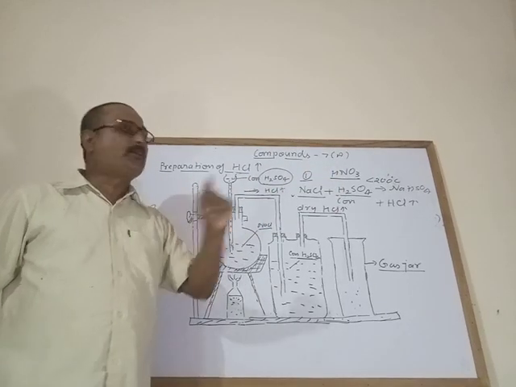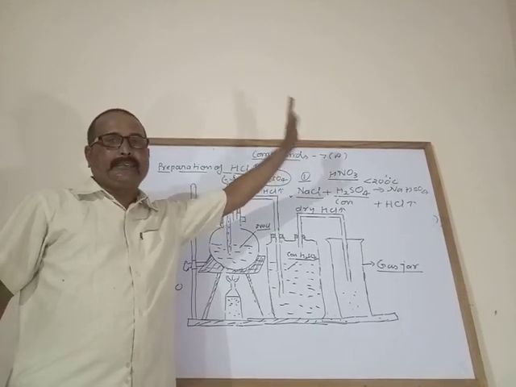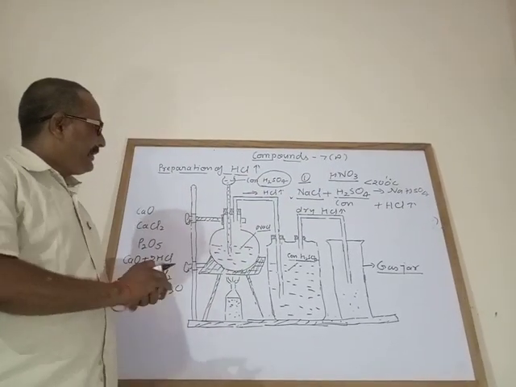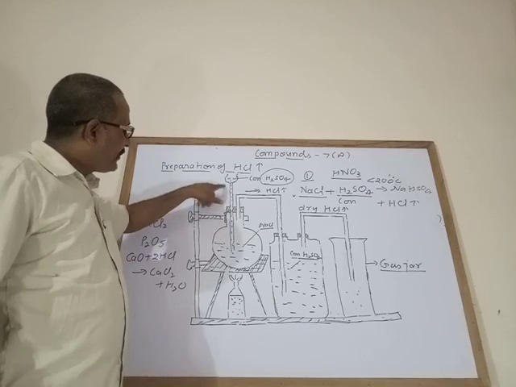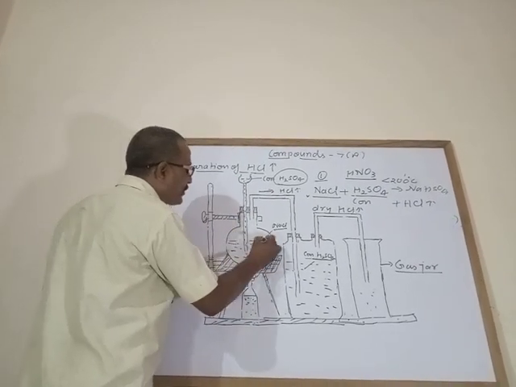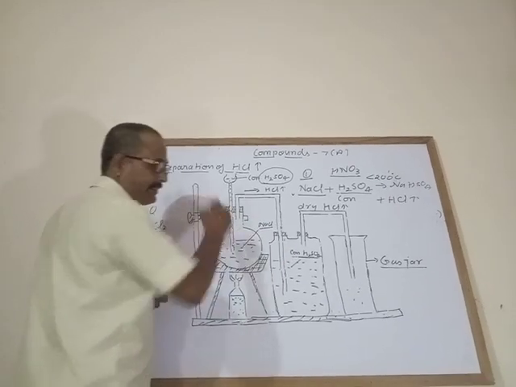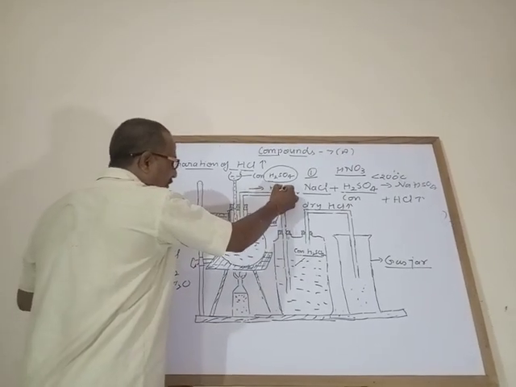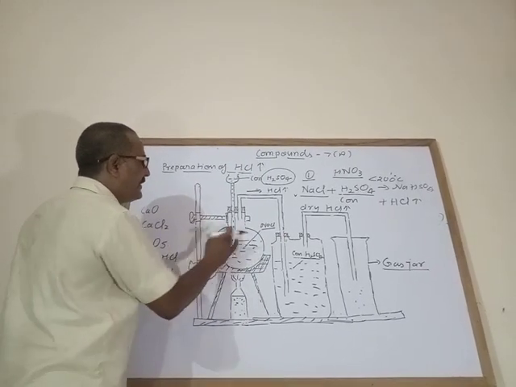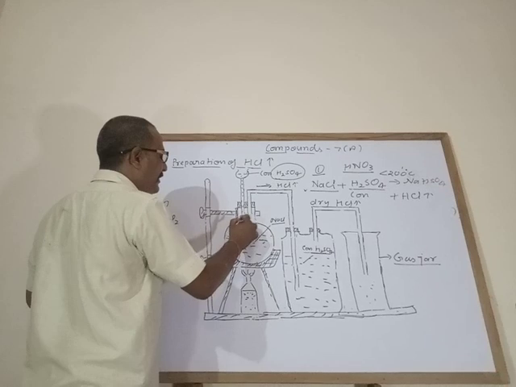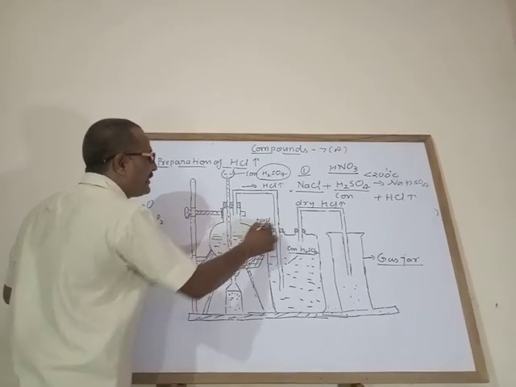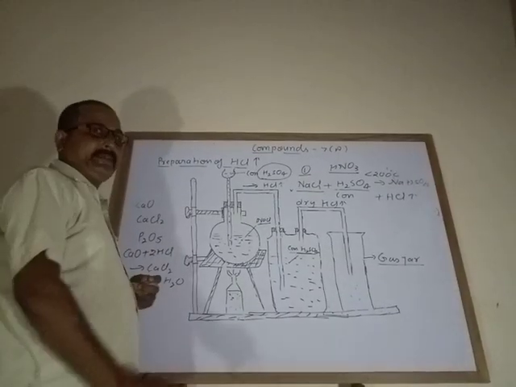You only write it because it is a volatile acid. Now next one, remember that the mouth of the thistle funnel should be totally immersed in the solution of the rock salt. Otherwise, hydrogen chloride gas will start to come out from the thistle funnel. So it should be totally immersed in the solution of sodium chloride.